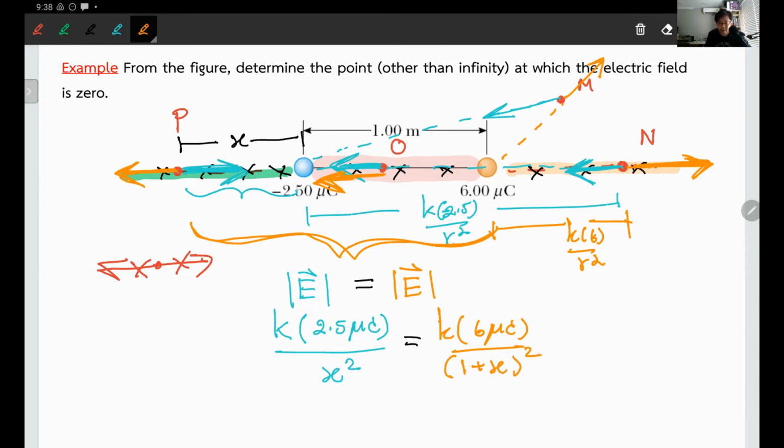And that's it. That's it in the sense that now K cancels. You don't even have to substitute the K in there. The coulomb or microcoulomb, you don't even have to do units conversion as long as you use the same microcoulomb units on both sides. Now solve for x and you're done.